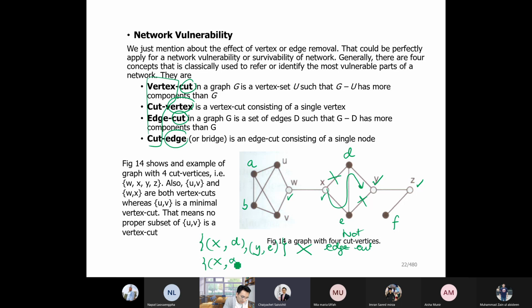What about X G and X E? Then they will be cut edges. What about D E? No, it's still not, because if you cut this edge, it can go this way or this way. So we can consider the graph and talk about the subgraph if some of the edges or some of the nodes have been removed.